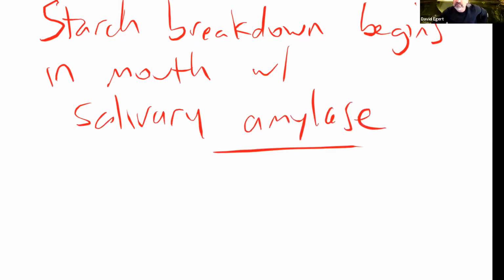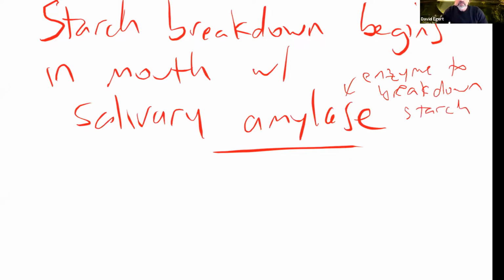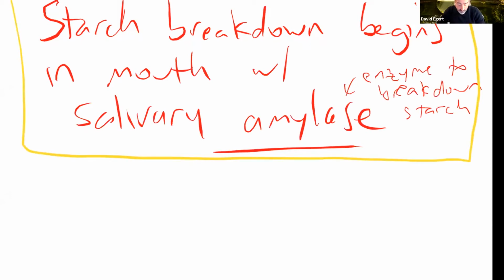An amylase is just an enzyme that breaks down starch. There's lots more starch breakdown that happens in the small intestine. We're not worrying about that. For our lab right now, we're going to focus on the very first steps of starch breakdown, which happen in the mouth.